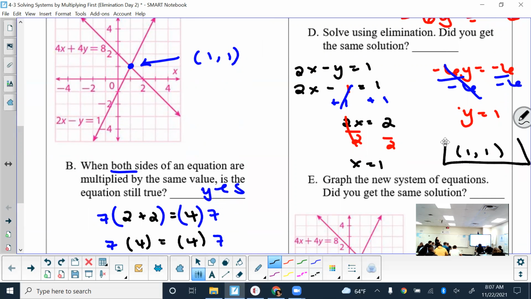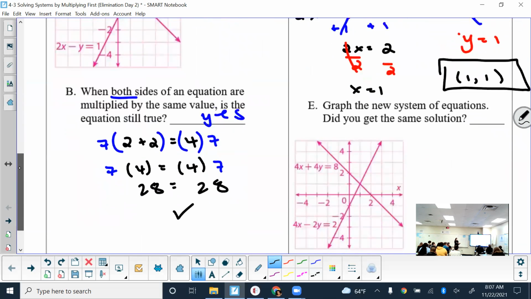And is that the same thing that we got when we graphed it? So we did get the same solution. Even though we manipulated one of the equations, because we did the same thing to both sides of the equation, it doesn't change anything. So we're still on the right track.